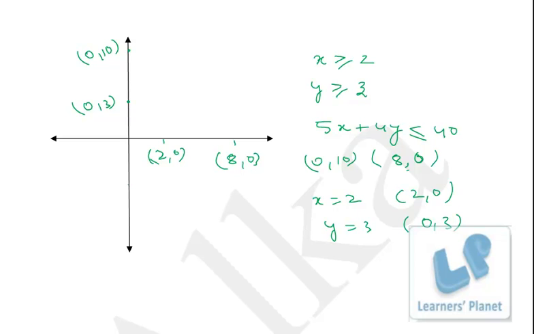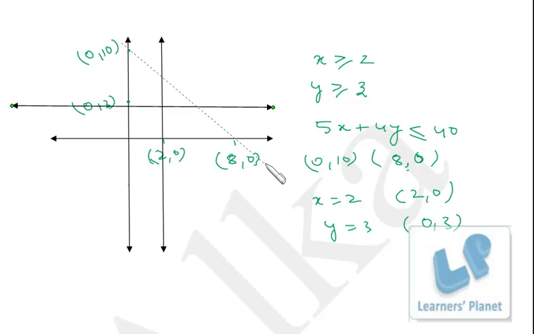Now we draw the lines. x is equal to 2, so this is the line x is equal to 2. Then we have the line y is equal to 3, so this is the line y is equal to 3. Then we have the line through (0, 10) and (8, 0), so just take a bit downside. Now this is the line that is passing through (0, 10) and (8, 0). Now we have drawn all the lines.